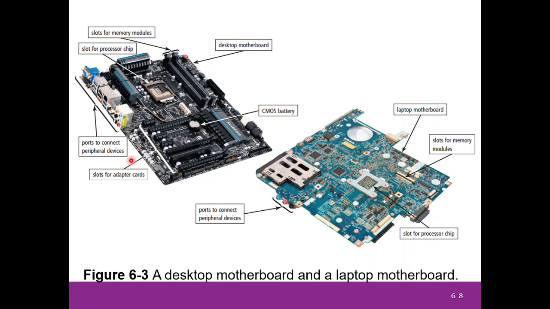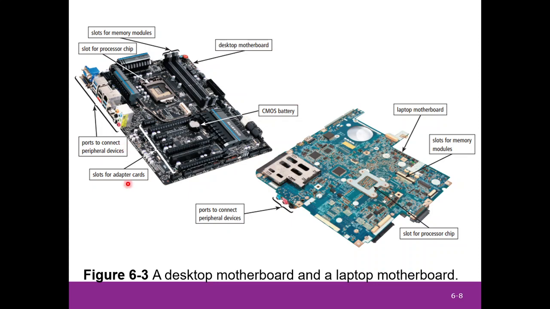Then, if you look at the motherboard, we have these different ports. Ports are basically places where you can connect peripheral devices. So you have USB ports, universal serial bus ports. We have ports for connecting a mic and speaker, audio jacks. And then we have a port for connecting the Ethernet card, and a port for connecting the VGA adapter. So we have these ports.